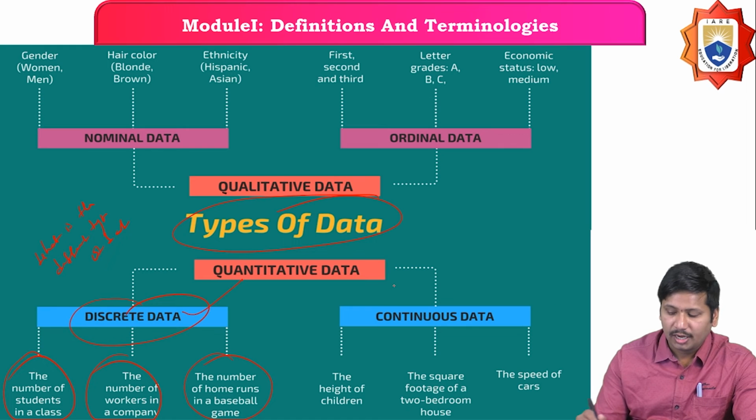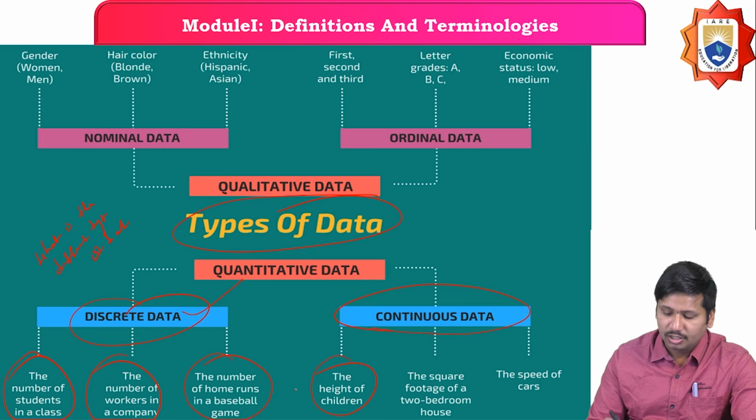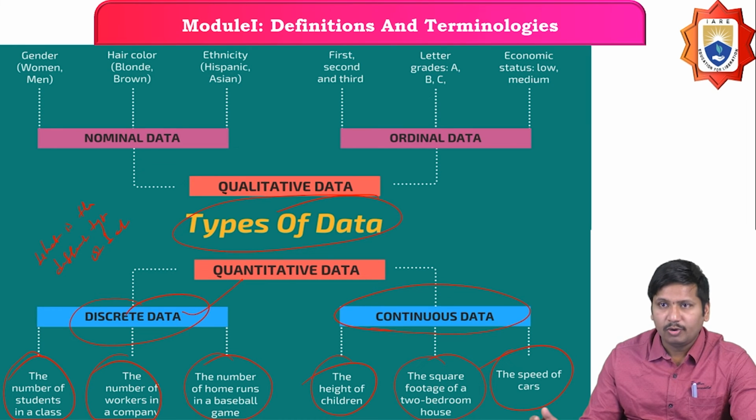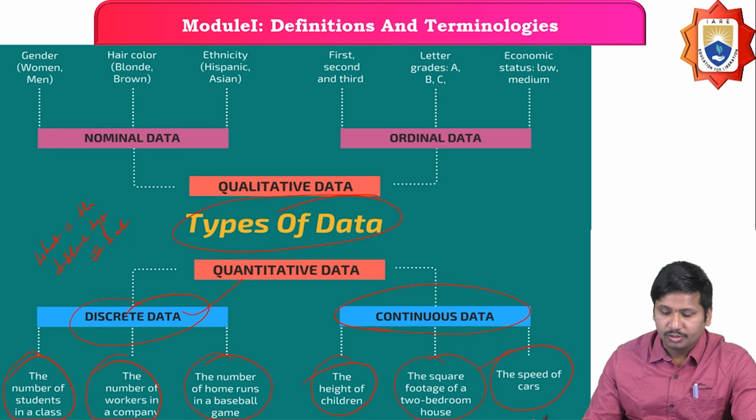Quantitative data is also divided into continuous data. Continuous means, for example, the height of children. For every month the height increases, so the height keeps increasing in a continuous mode. That is why it comes under continuous data. Other examples are the square footage of a two bedroom house and the speed of cars. Suppose initially the speed is 10, 20, 30, 40, then the variable increases, and decreasing is also possible. So that should be continuous data. So discrete data and continuous data are the examples of quantitative data.